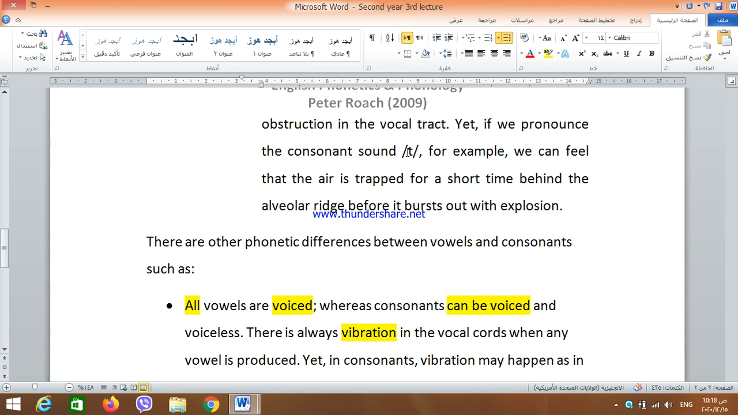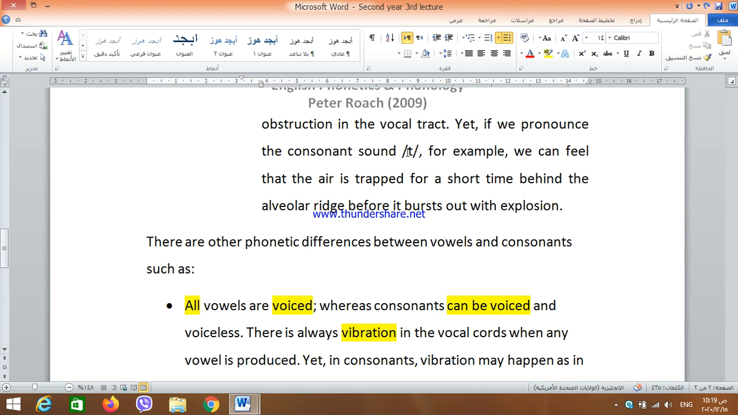Let's try a T, a T. We can feel that the air is trapped for a short time behind the alveolar ridge before it bursts out with an explosion. While in E, we have the contrary, the air goes out freely. You can move from the pronunciation of E to T and feel the difference.